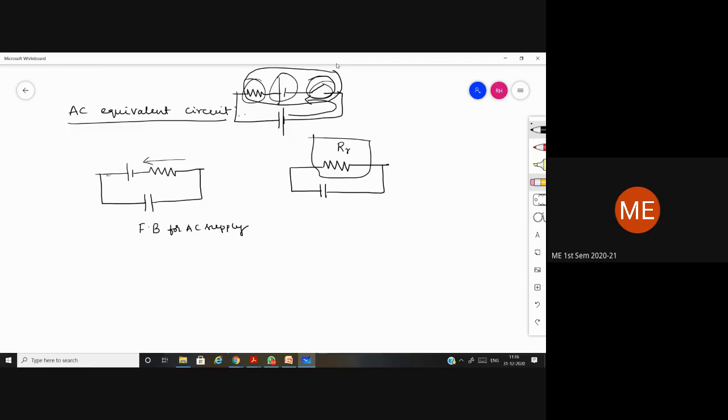Battery along with the resistance we are going to consider. Okay, so now this is the AC equivalent circuit for the diode under forward bias condition. This is the AC equivalent circuit of the diode under reverse bias condition. Why have we written only one resistance here? Why have we not written the battery?